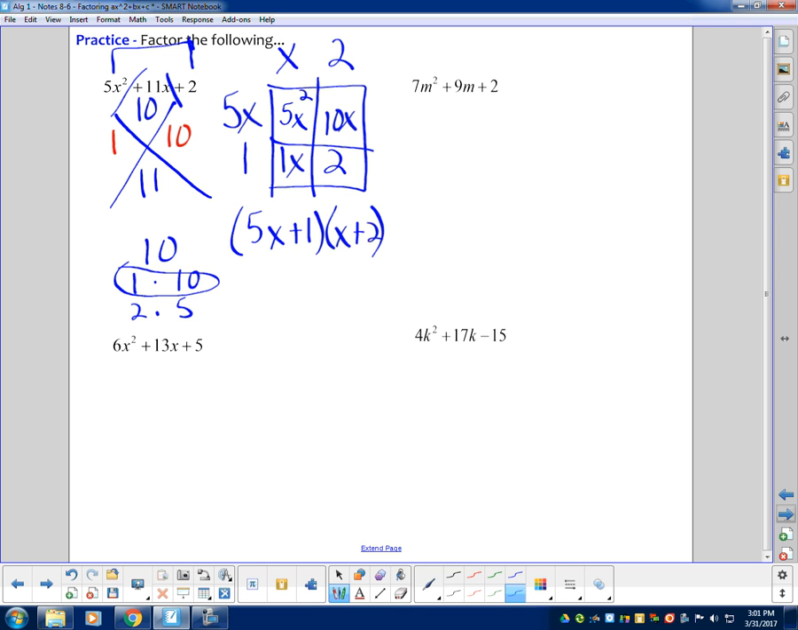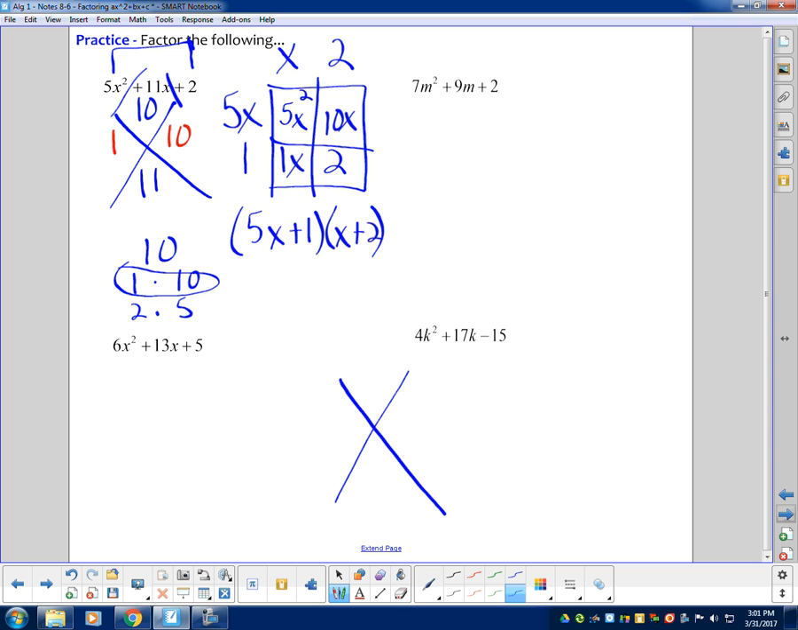All right, the one next to it, 7m squared plus 9m plus 2, is pretty similar to this one. I'm going to leave that for you to try with the X box method. And we're going to do one more here. We're going to go ahead and do the 4k squared plus 7k minus 15 in the bottom right using this method. Got more factors to consider on this one.